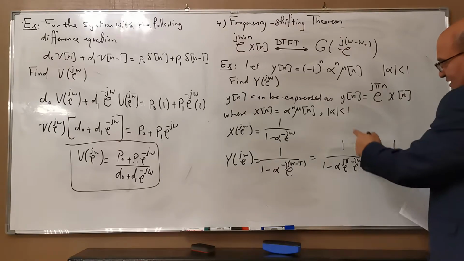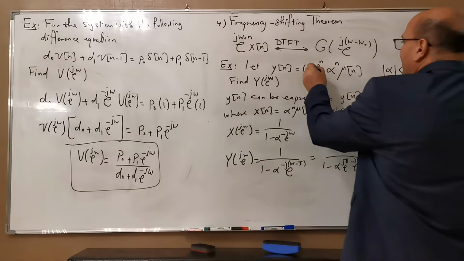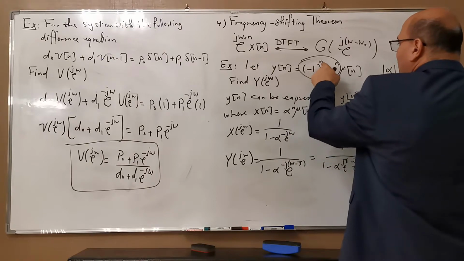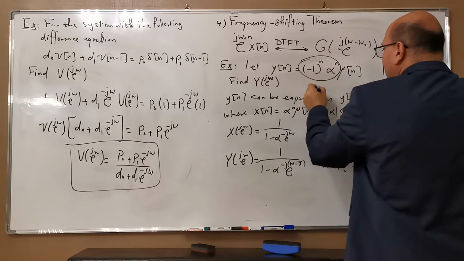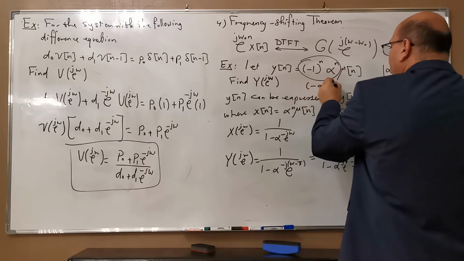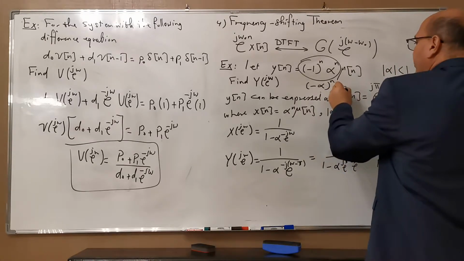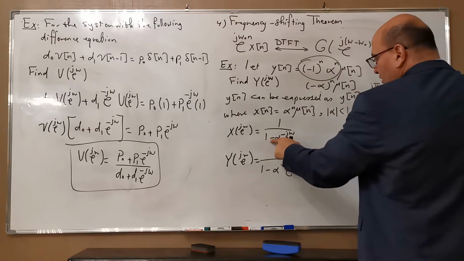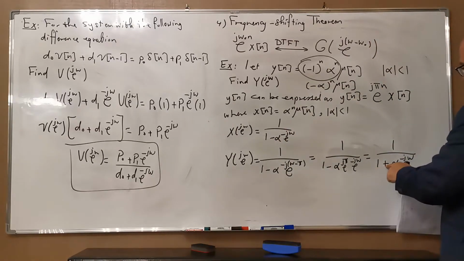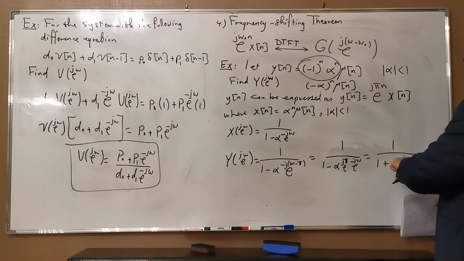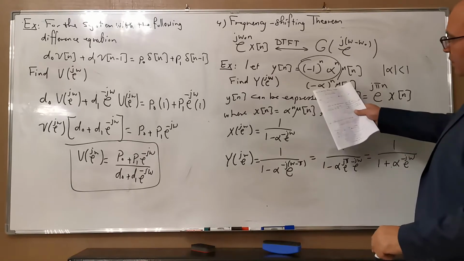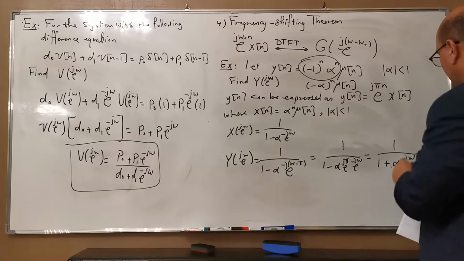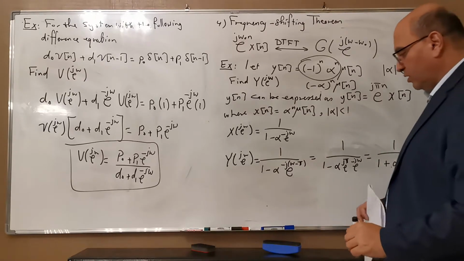Actually, this is a long way to do it. You can think of this one: minus 1 to the power n alpha to the n is minus alpha to the n. Minus alpha to the n mu of n, if you substitute it here, so it will be 1 minus alpha e to the minus j omega... and you end up with the same answer. So this answer is okay.